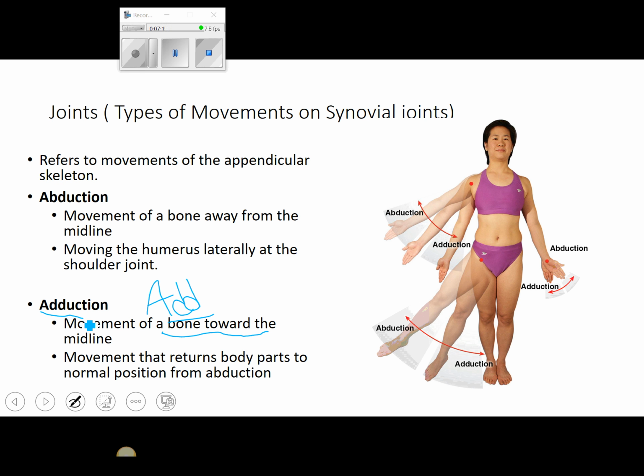So if you look at this picture here, she moves her arm out or her leg away from the body, she's moving it away from the midline, so that would be abduction. When she puts it back to the body or back towards the midline, that's called adduction.